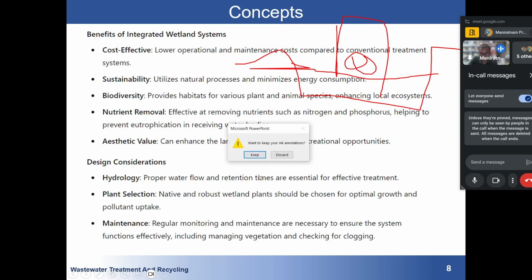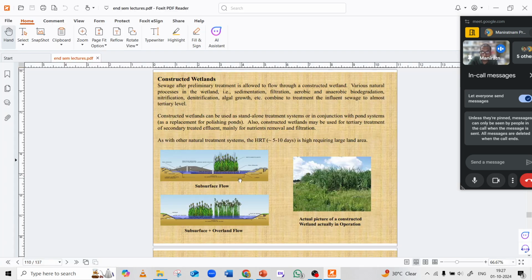So here you can see that generally the residence time, meaning how long the water will be residing in this wetland, is around 5 to 10 days. So we have to look into those things.